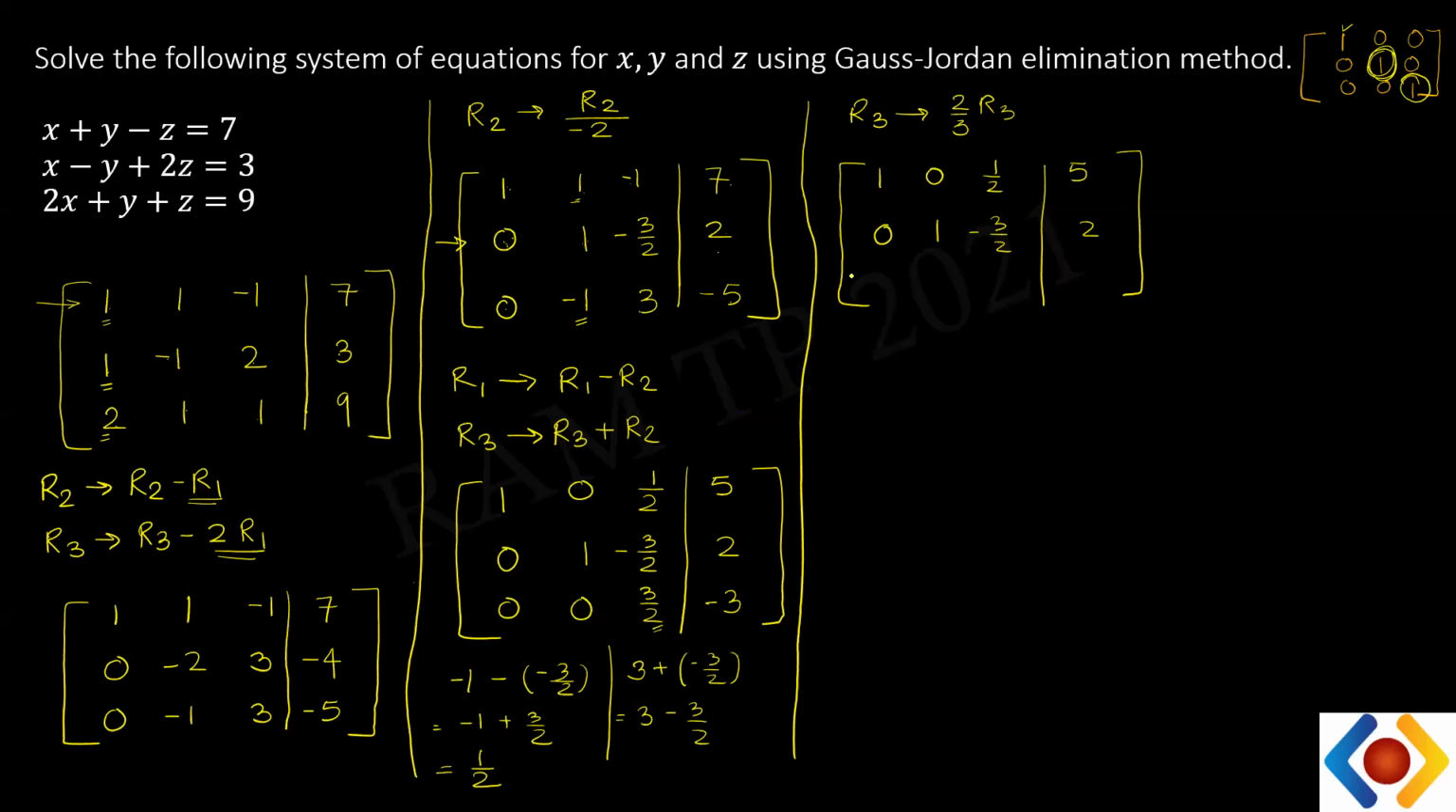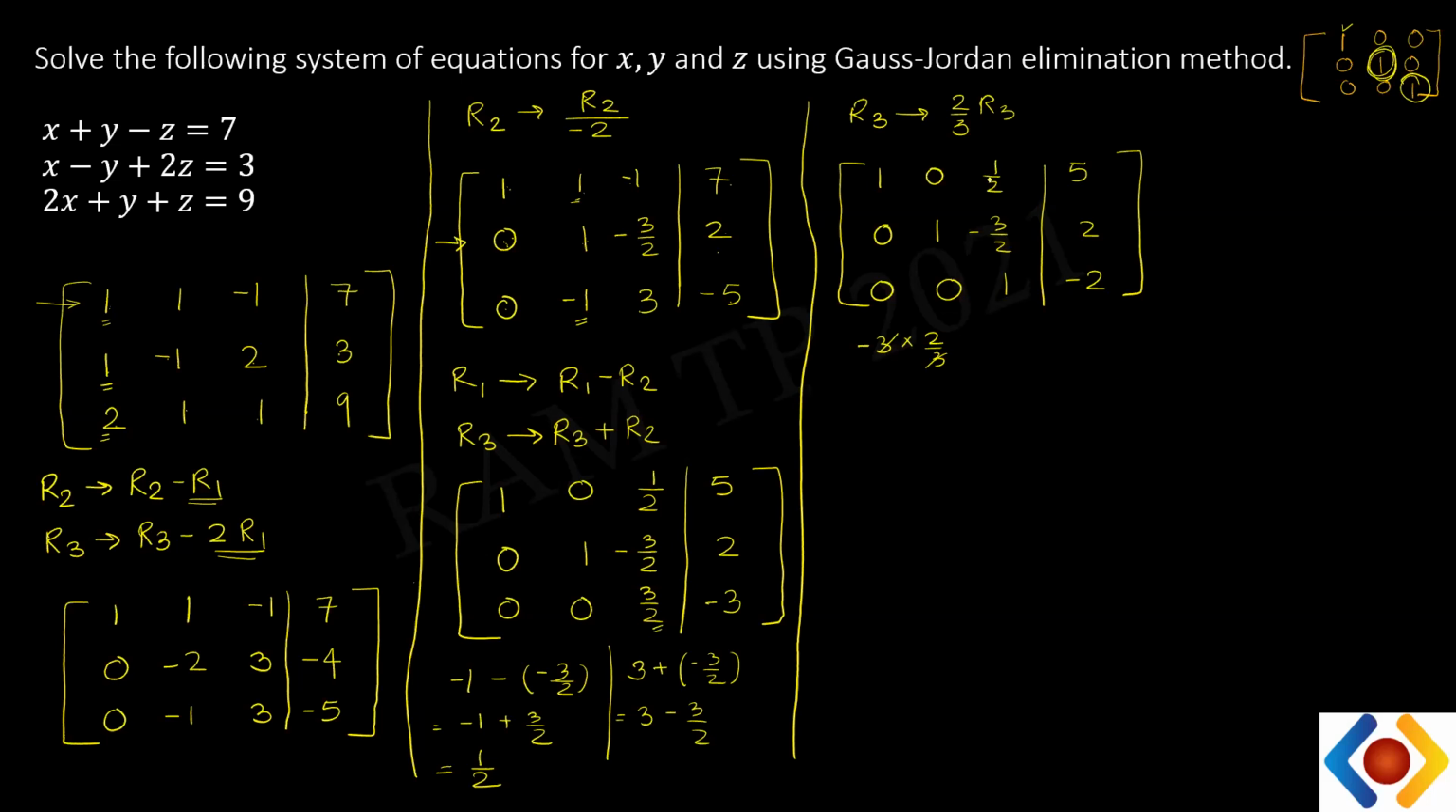The last one, we are multiplying by 2 by 3. 0 into 2 by 3, 0. 0 into 2 by 3, 0. 3 by 2 into 2 by 3, 1. And negative 3 into 2 by 3. Okay, let me write down. Negative 3 times 2 by 3. When the 3 gets cancelled, it becomes minus 2. Okay, the last one. Correct.